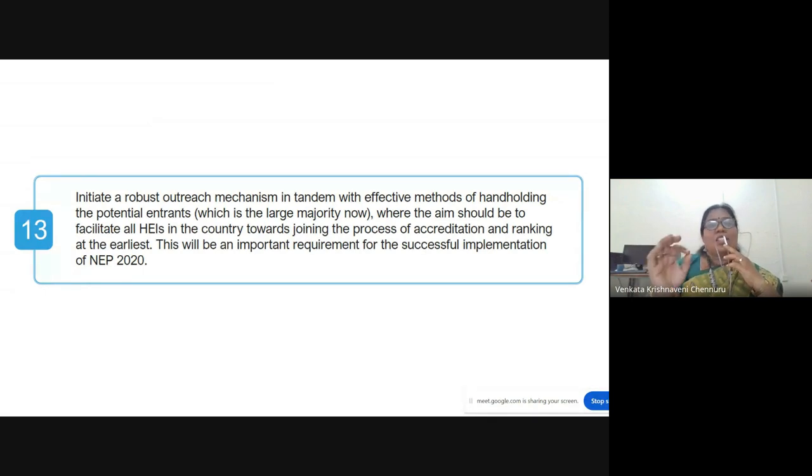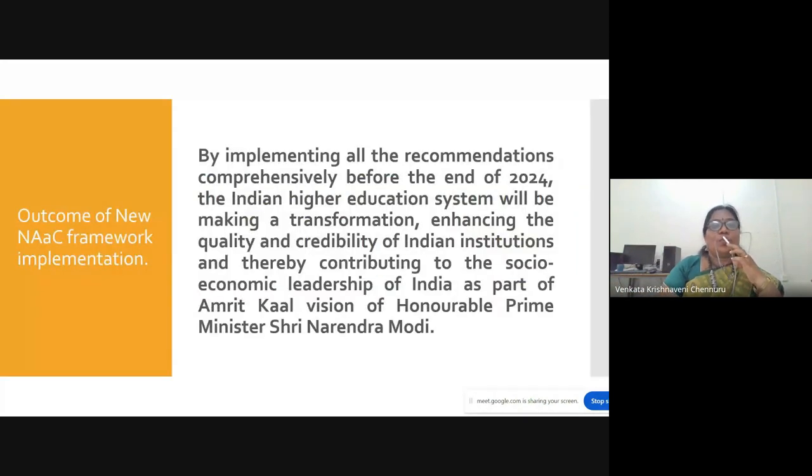And last point, 13th point, initiate a robust outreach mechanism in tandem with effective methods of hand-holding with the potential entrants, which is the large majority now. They are entrants into this NAAC, where the aim should be to facilitate all HEIs in the country towards joining the process of accreditation and ranking at the earliest. This will be an important requirement for the successful implementation of NEP 2020.